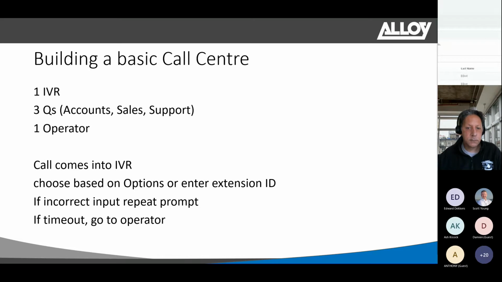So what we are going to do now is build a basic call center. We have one IVR, we have 3 queues, accounts, sales, and support, and we have one operator extension, which is there for the destination if no input is done. So if the timeout is reached, we will go to the operator. The operator will be a ring group which contains 2 receptionist phones. So that's what we are going to build.